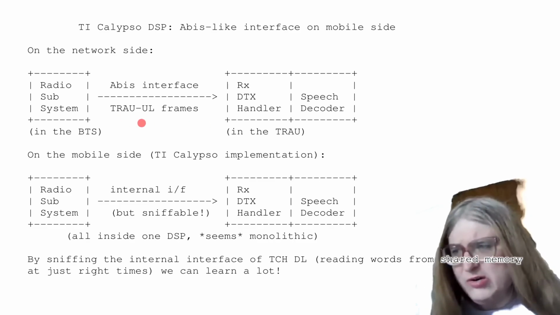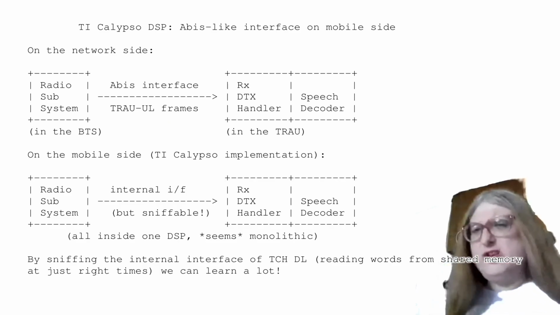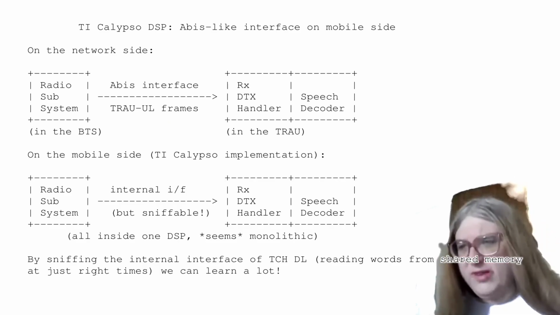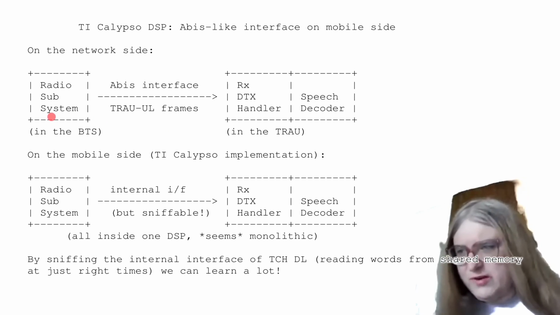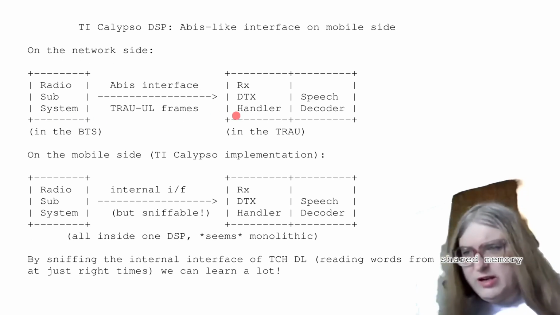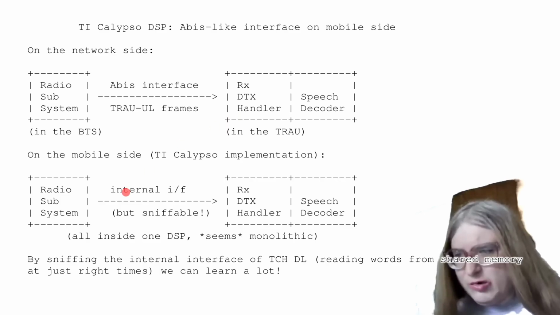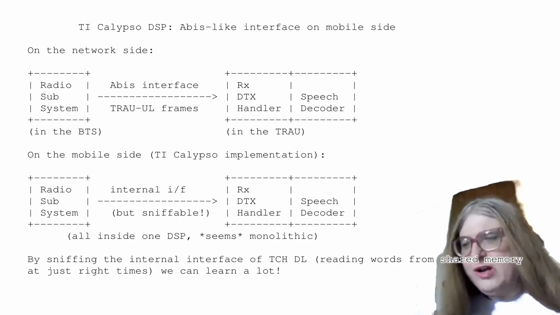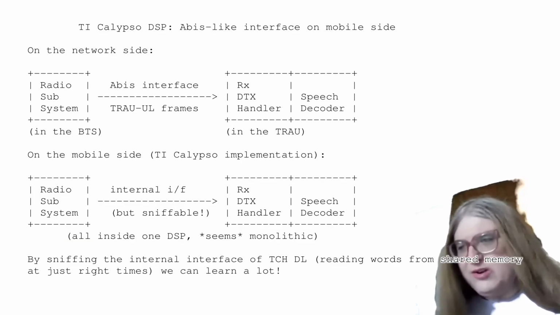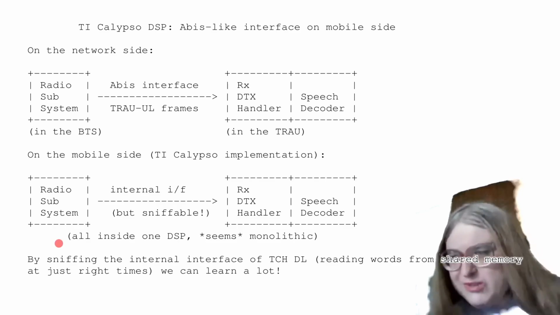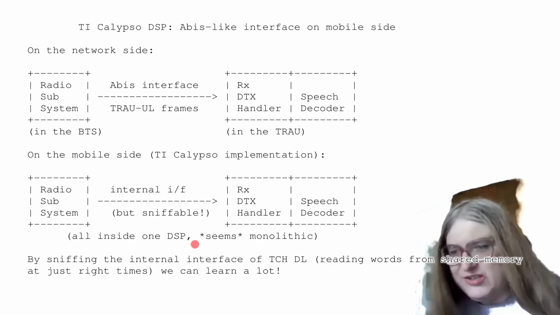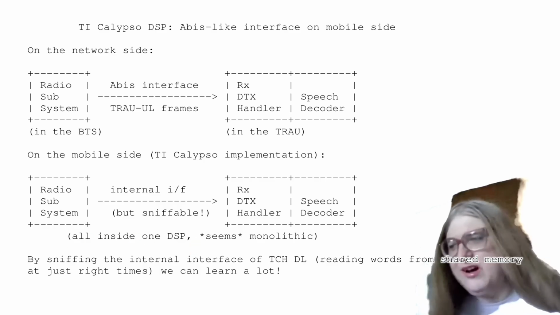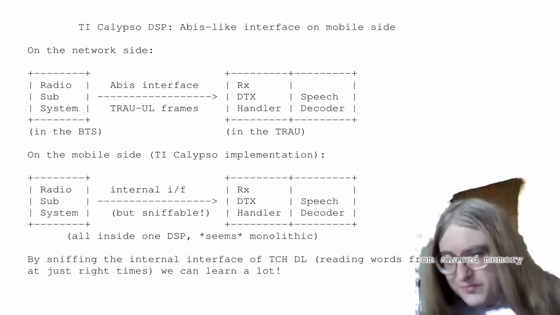So you have these trowel uplink frames in a standardized, spec-defined format, carrying all this information from this part to this part. They're very standardized. But now you look on the mobile side, inside the Calypso. Here it's all inside the phone, and not only is it all inside the phone, it's all inside a single chip in the phone. And even inside the chip, it's inside the DSP block. So it really seems monolithic. If it's all just inside the DSP, even the ARM side of the Calypso doesn't really have to touch it.